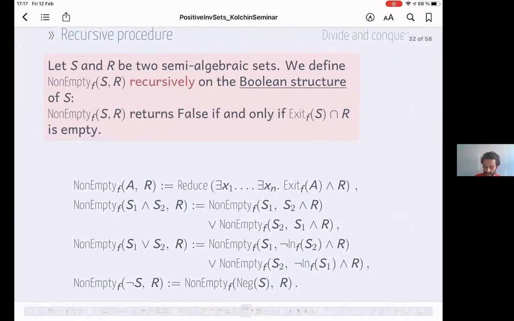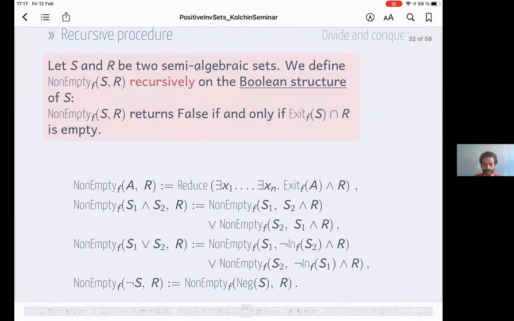What's nice about the exit sets is that it gives a way to decompose a semi-algebraic set S into not necessarily basic semi-algebraic sets, but somehow smaller sets, for which the emptiness check is faster. This is really the main idea.